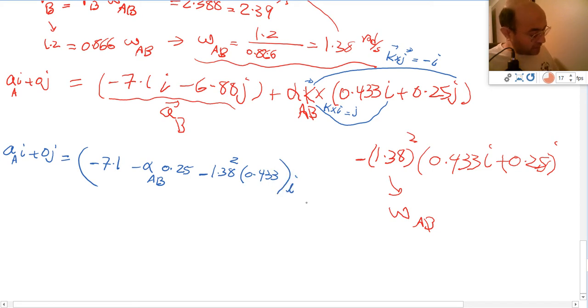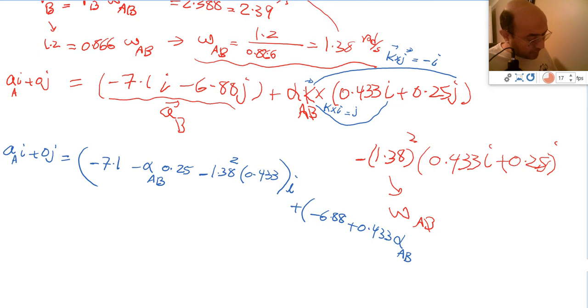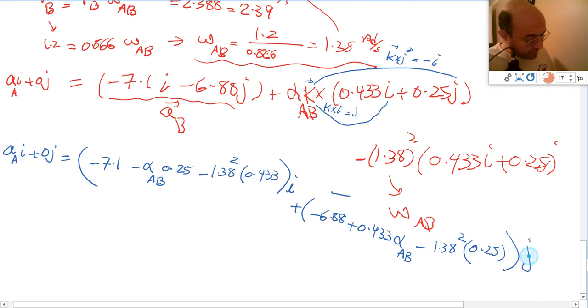And what do I have for the J? For the J, I have minus 6.88. The next one for the J is this component, which is 0.433 alpha AB. And lastly, minus 1.38 to the power of 2 times 0.25, all this in J.